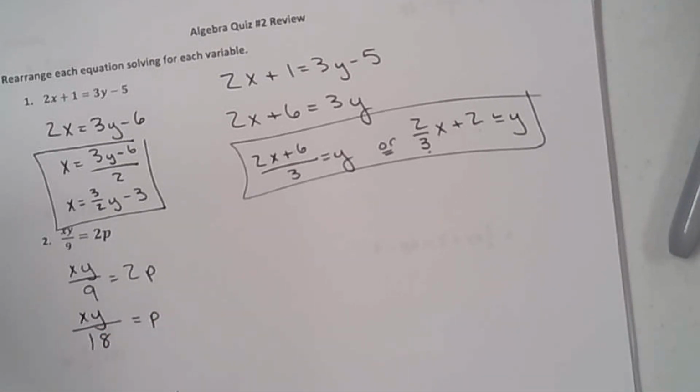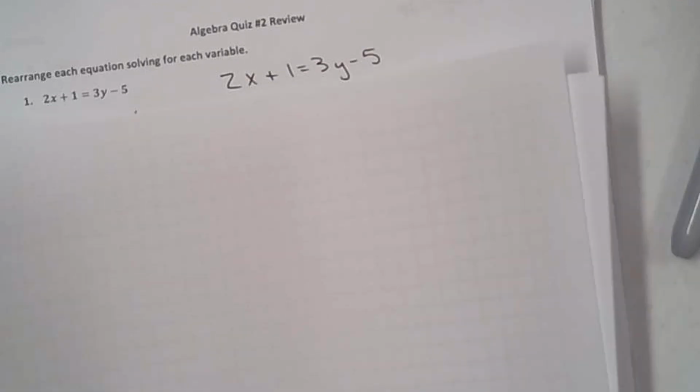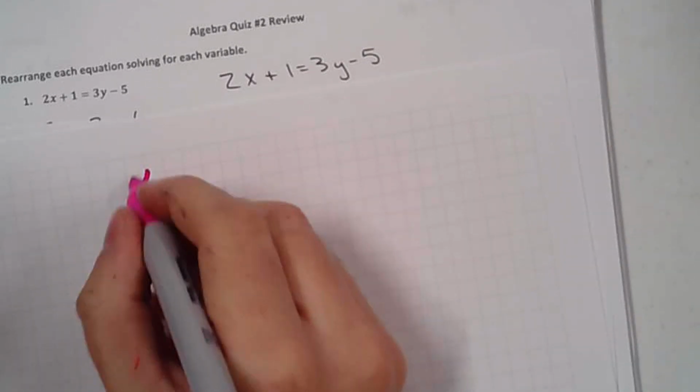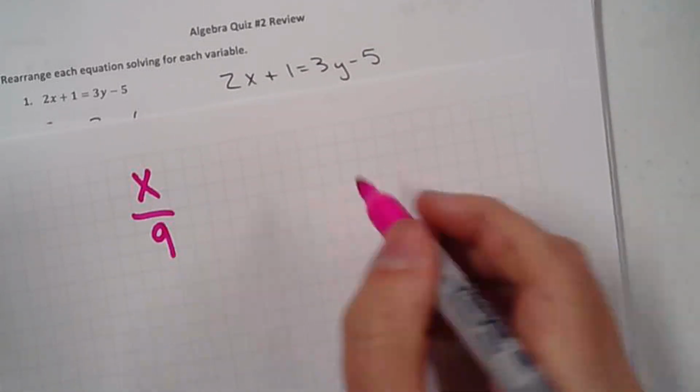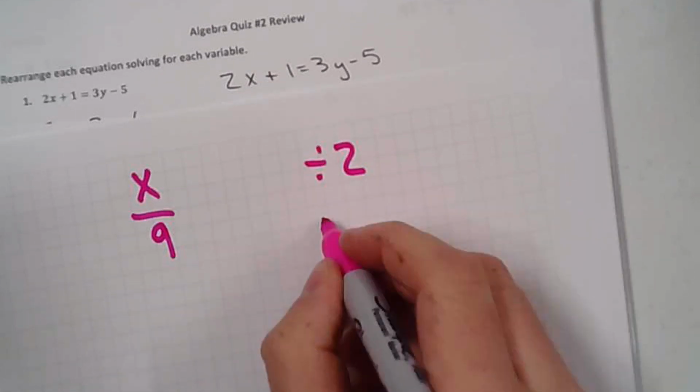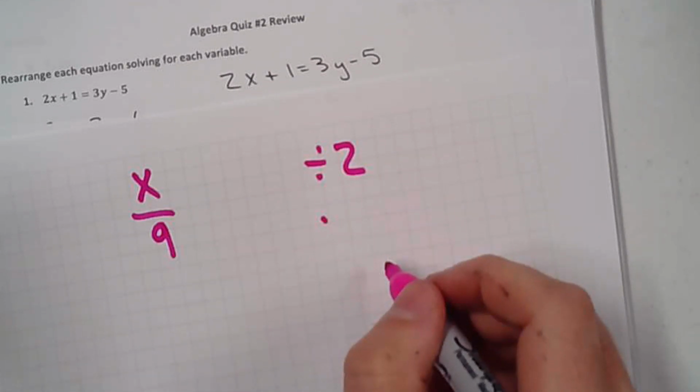And the reason for this, if you're like, oh man, I just don't see it, check it out. Dividing by 9, let's have x over 9, and now we're going to divide it by 2. Well, another way instead of dividing by 2 is multiplying by the reciprocal. What's the reciprocal of 2?